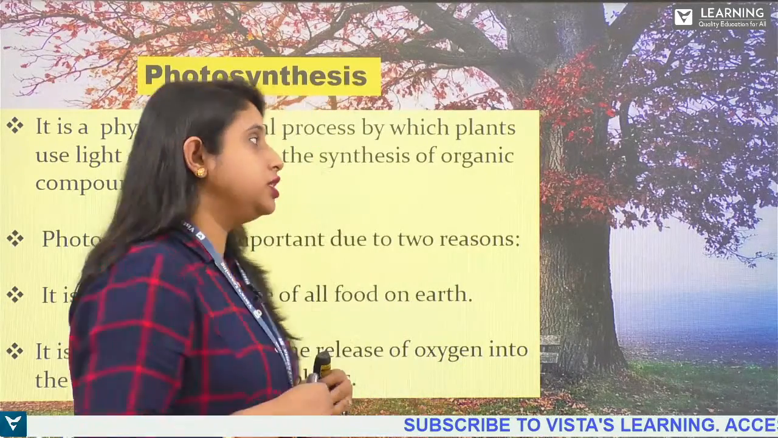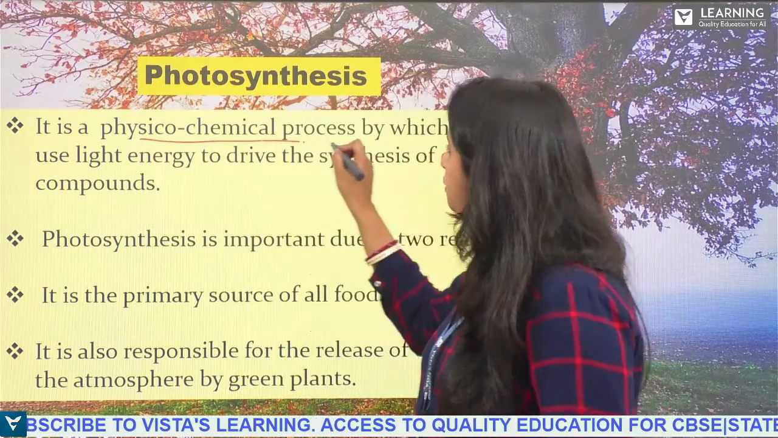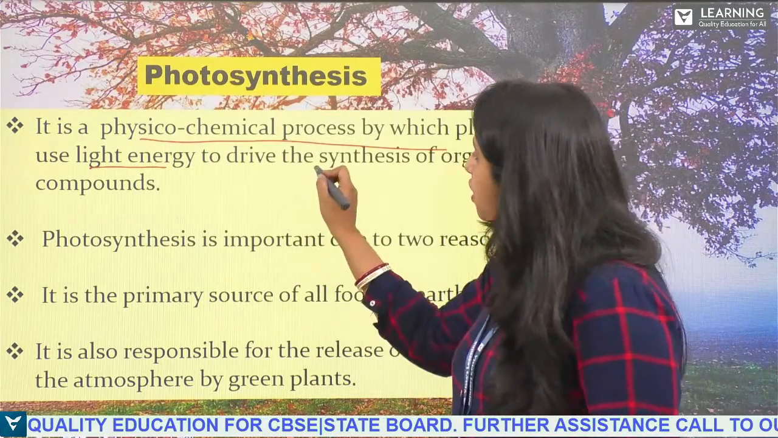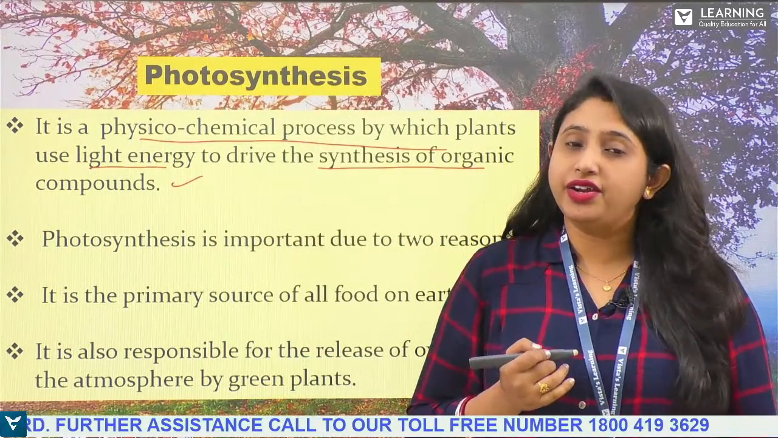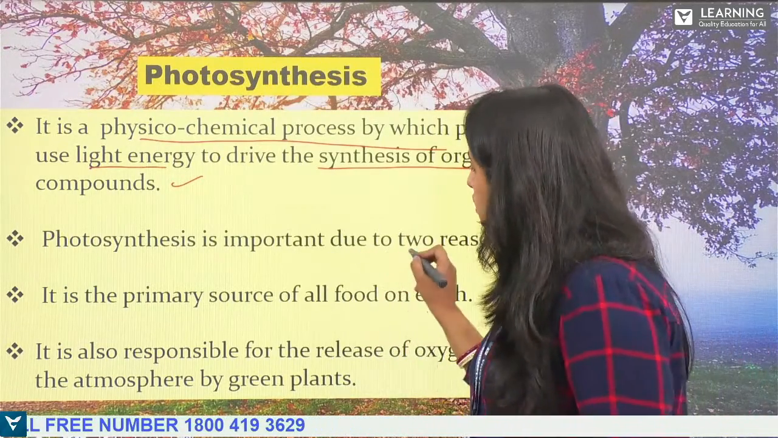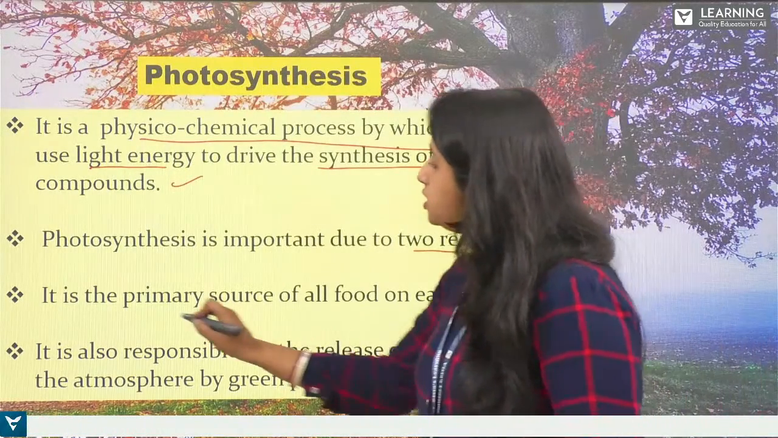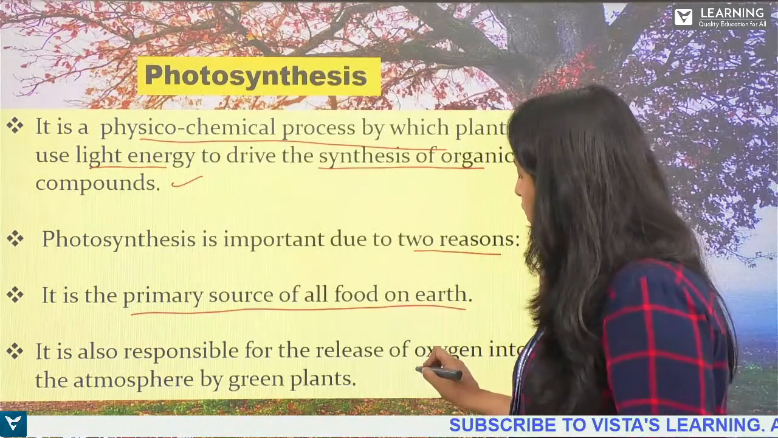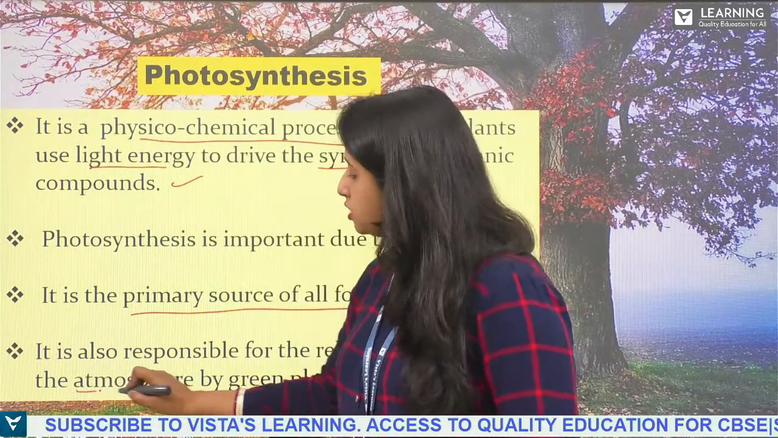So what is photosynthesis? It is a physiochemical process by which plants use light energy to drive the synthesis of organic compounds. So here the plant uses light energy, and it is a physiochemical process. Photosynthesis is important due to two reasons. First, it is the primary source for all food on the earth. And it is also responsible for the release of oxygen in the atmosphere by the green plants.